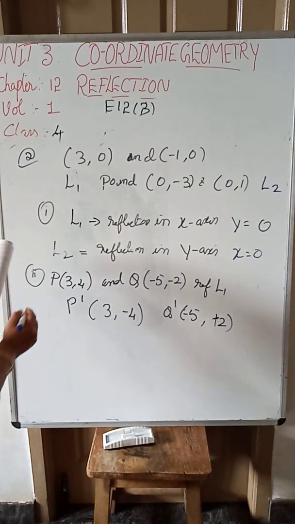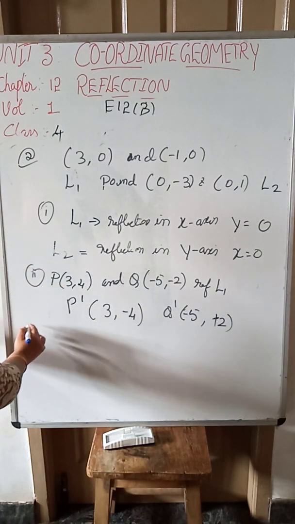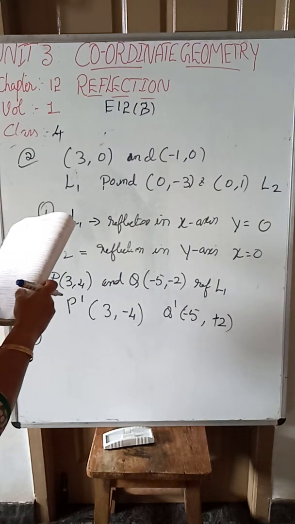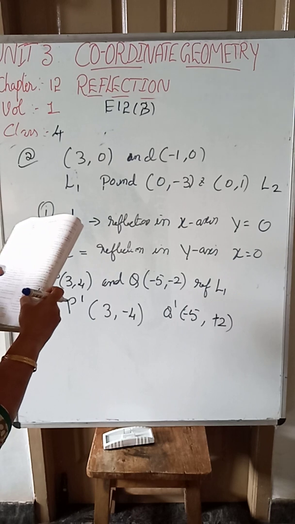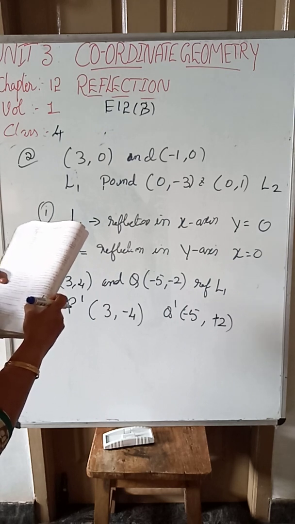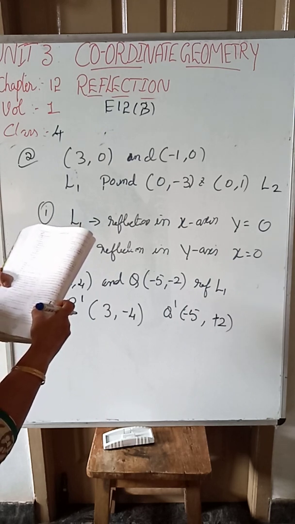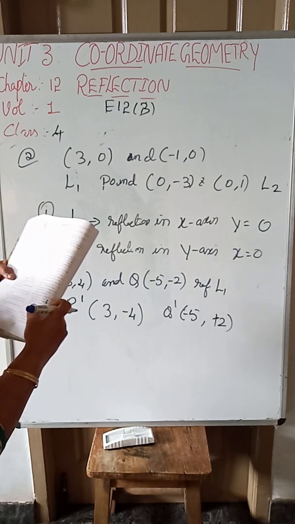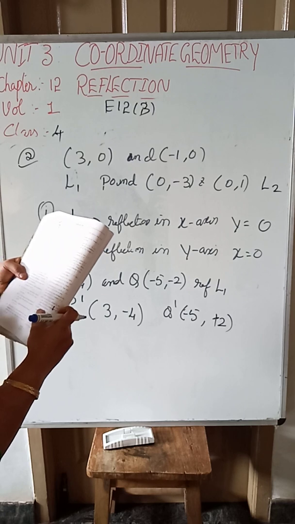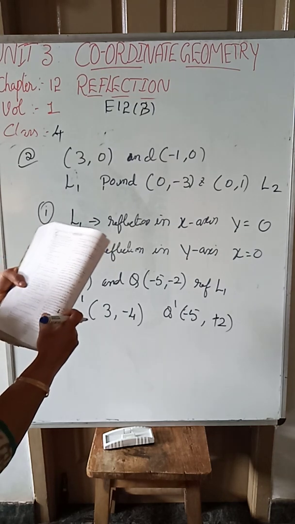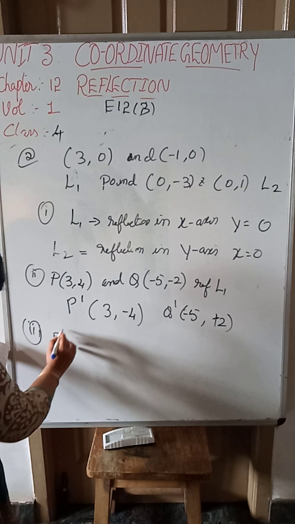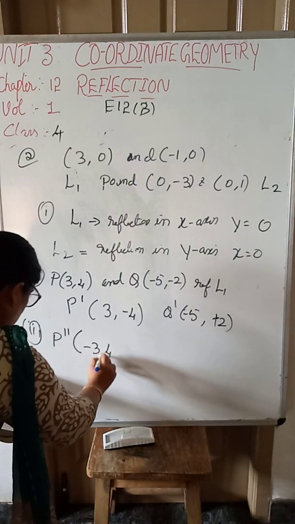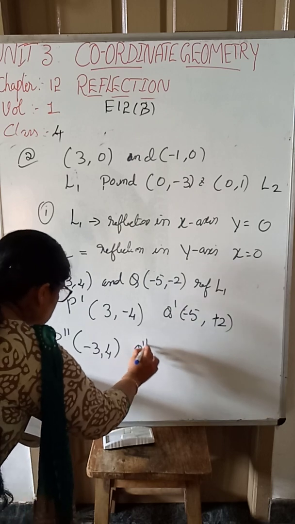Next, third one. Write down the images of P and Q on the reflection in L2. Name the images P double dash and Q double dash respectively. So, P double dash takes place at -3, 4 and Q double dash takes place at 5, -2.